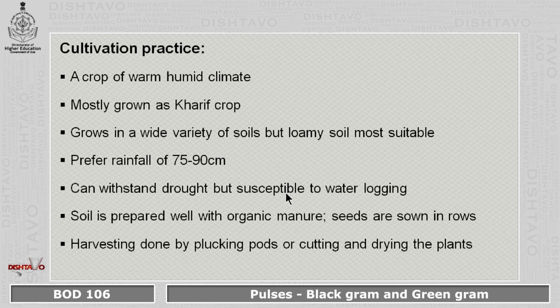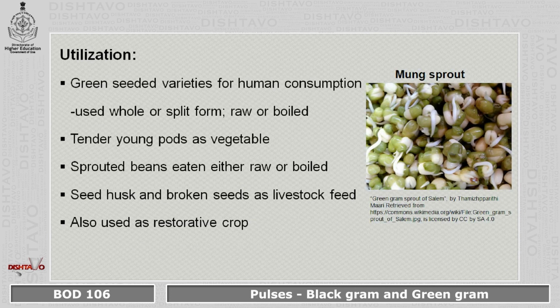So you have to prepare the soil very well, then sow the seeds, and harvesting is done by manually plucking the pods, or you can cut the whole plant, dry it in the sun, and then you can get the seeds.